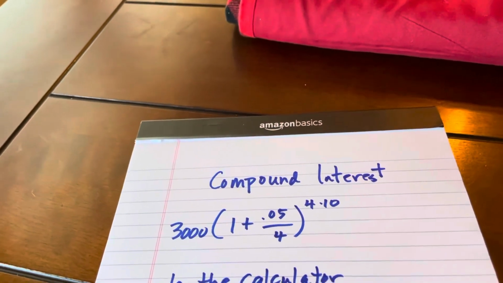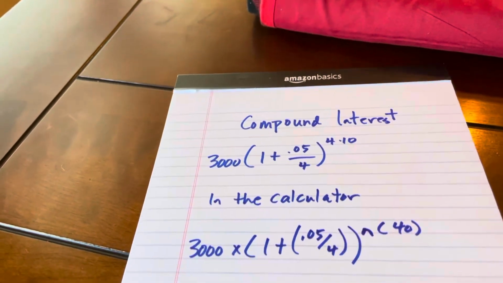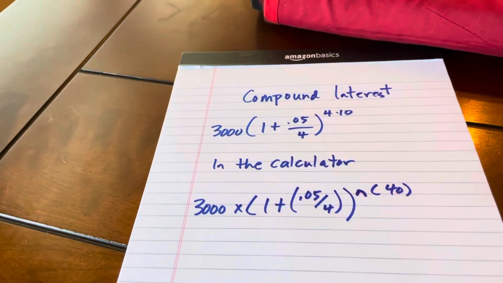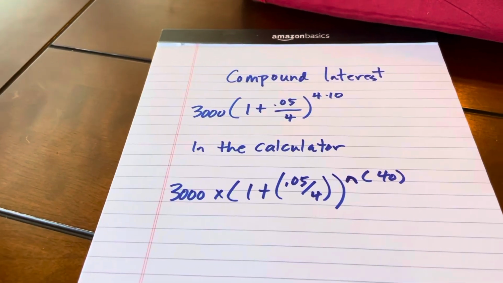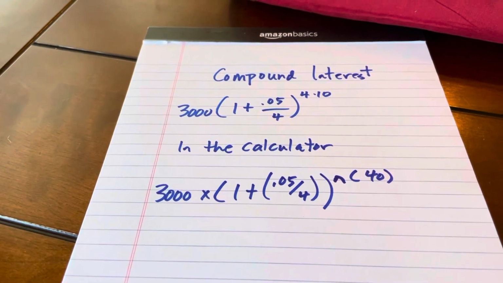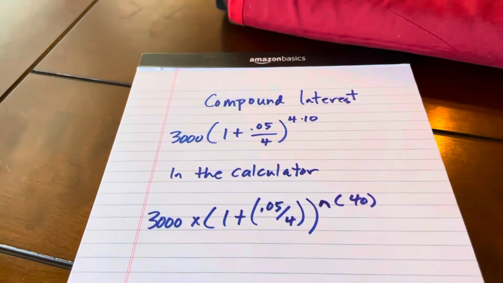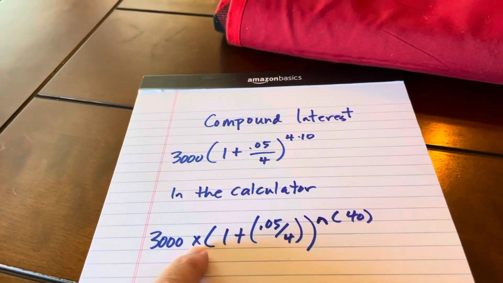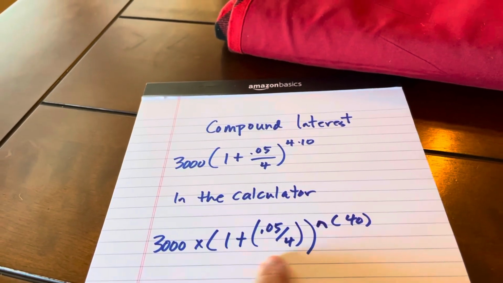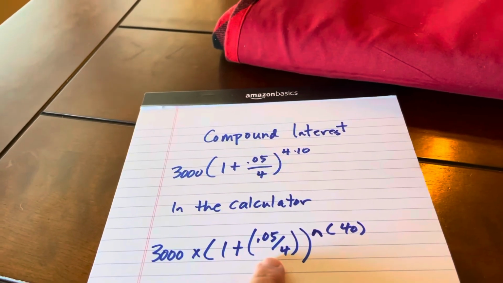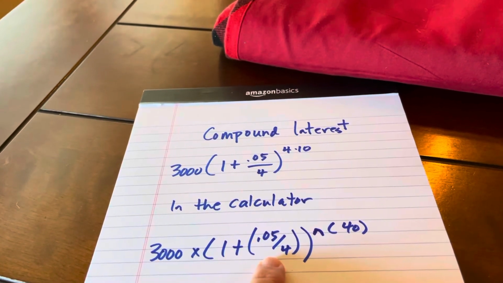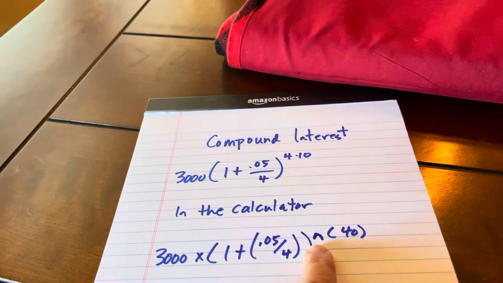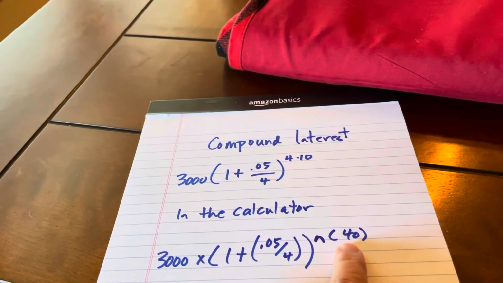So the point of this video is this: in the calculator, you need to type this in like this, especially a graphing calculator or one of those really expensive calculators where you can just type the whole string in at one time. So I'd type it in something like this: 3,000 times, the times symbol, and then in parentheses I would have 1 plus, I would put this in parentheses because it's 0.05 divided by 4, and then close the parentheses and then use the caret, raise it to the 40th power.